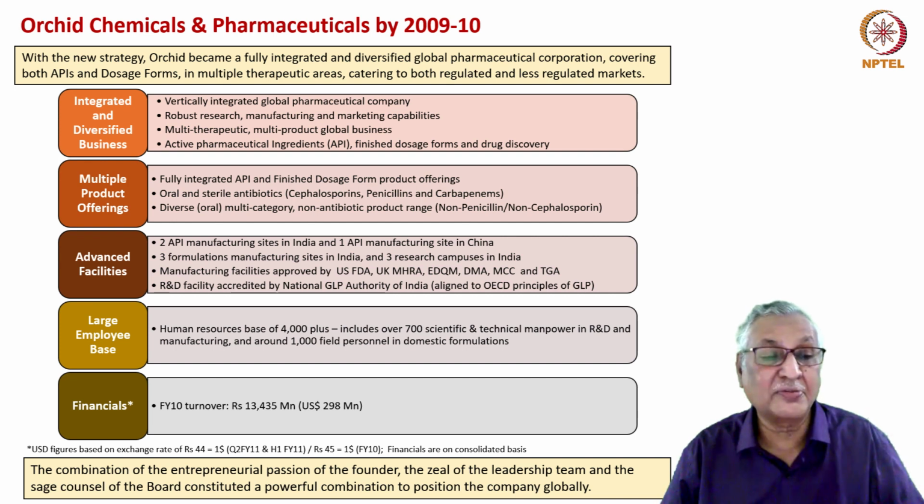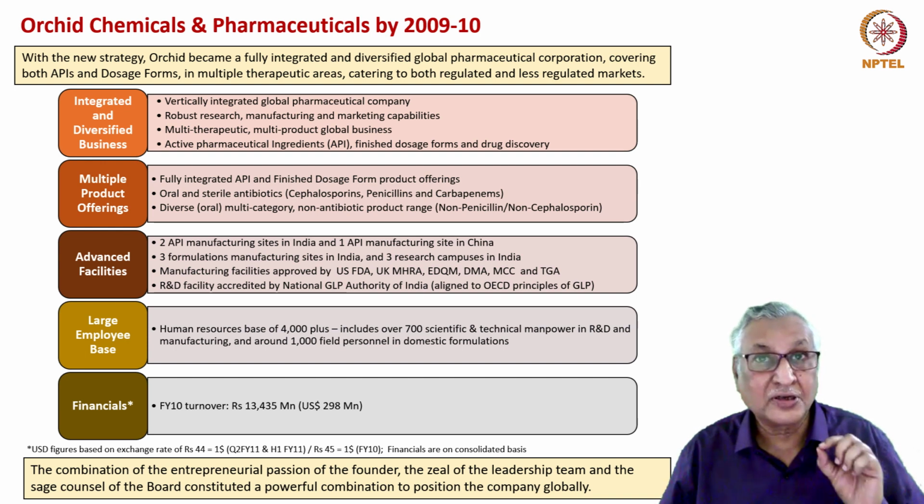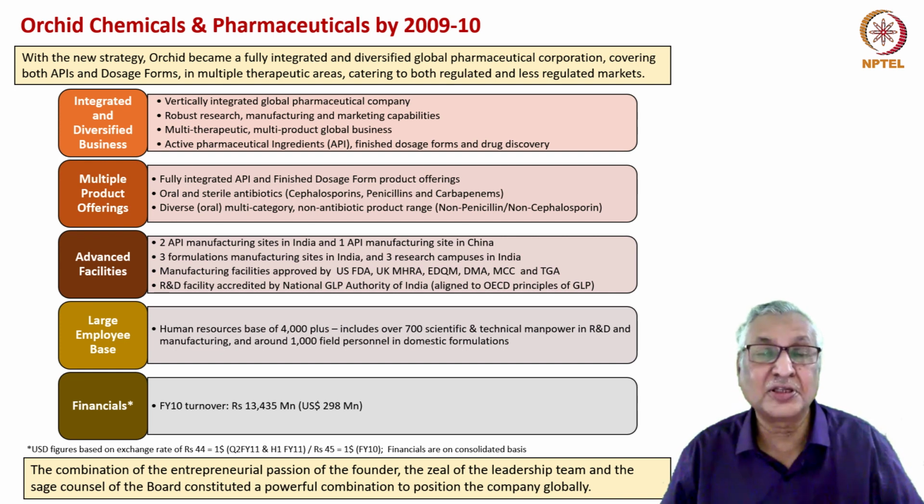It had a large employee base, and out of that employee base, over 700 people were scientists and technologists, and they covered R&D, manufacturing, quality, and various other technical disciplines. And we also had 1,000 field personnel in domestic formulations. In terms of financials, the company touched $300 million by that particular year, FY 2010. The combination of the entrepreneurial passion of the founder, the zeal of the leadership team, and the sage counsel of the board constituted a powerful combination to position the company globally.